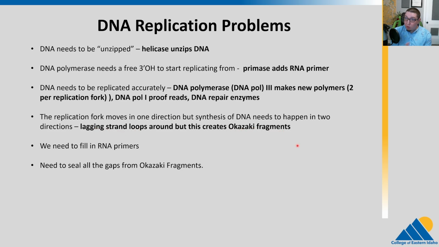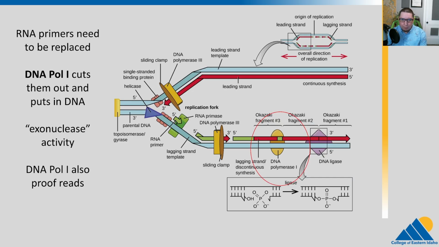So our leading strand was fine. There was no issue there, but the lagging strand creates those Okazaki fragments. So we need to fix two issues that are created by that. We need to fill in the RNA primers and then seal the gaps from the Okazaki fragments.